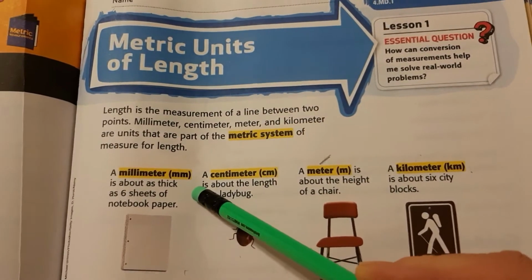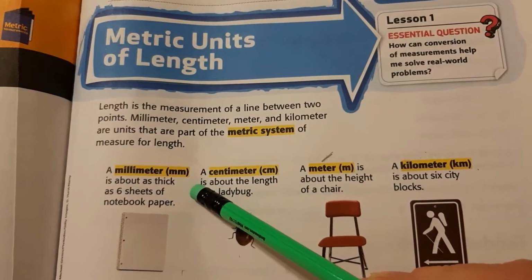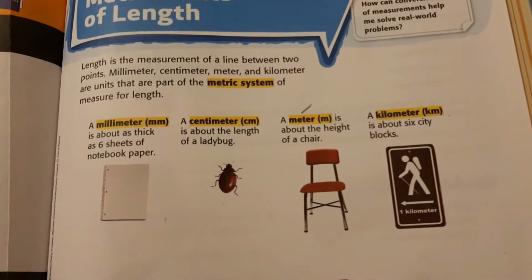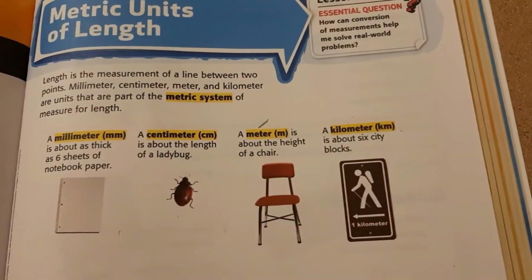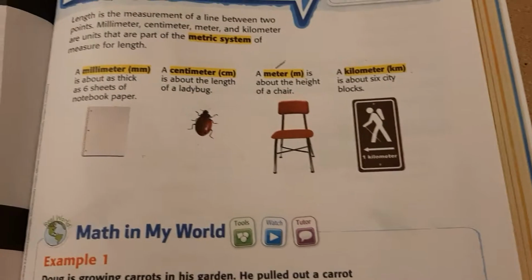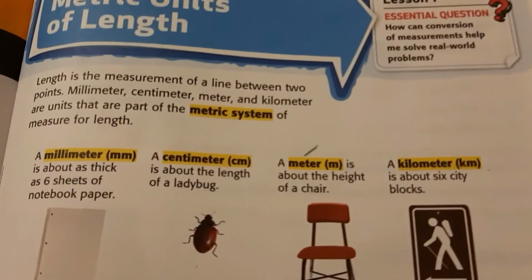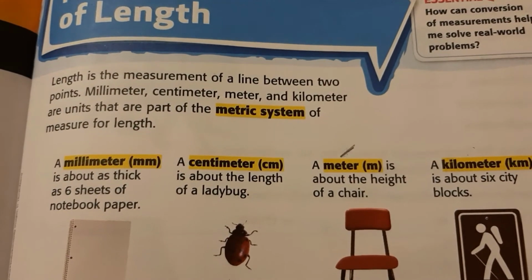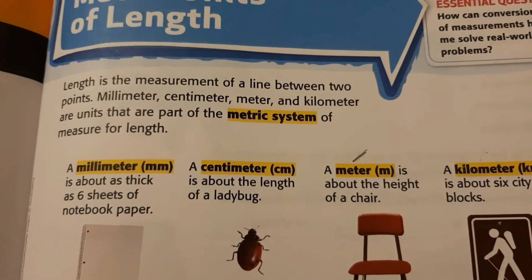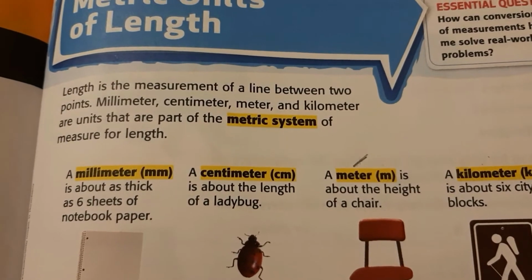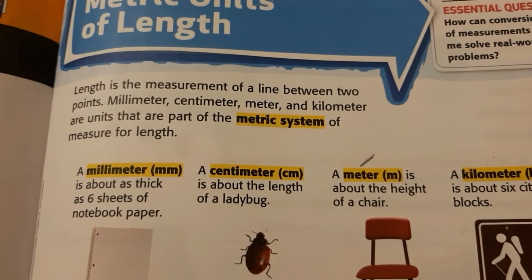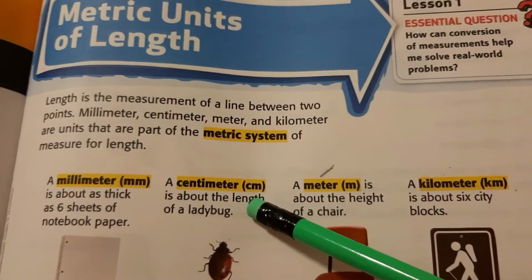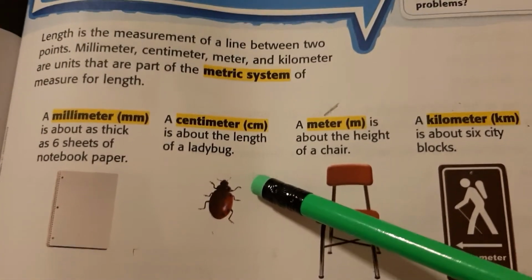It says a millimeter is about as thick as 6 sheets of notebook paper. I really liked the video you watched, and it said that a millimeter was really the width of a dime. I thought I had a dime here, and I can't find it, so you just take a dime, look at the width, how thick it is, not the length of it, and that's about a millimeter, so it's a very small measurement. A centimeter is about the length of a ladybug.